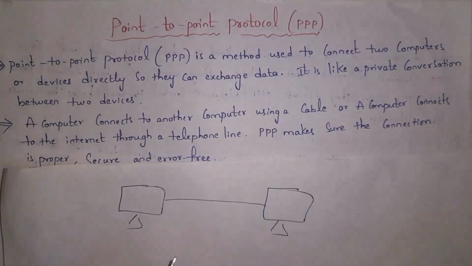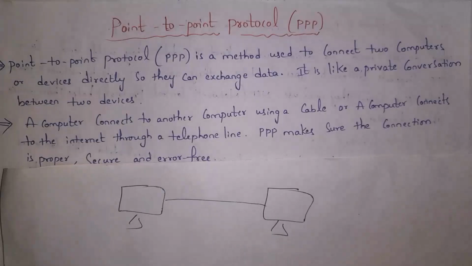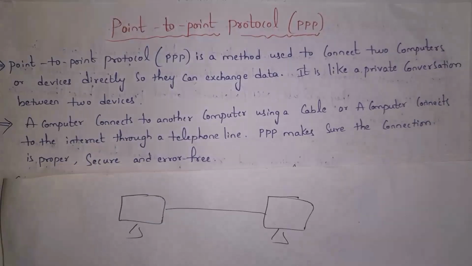By using point-to-point protocol, we can connect only two devices in order to exchange data. For example, I want to send some files to my friend's computer. So I will connect my computer with my friend's computer directly by using a cable, and then I will transfer files to my friend's computer. As only two computers are communicating directly by using cable, this is a private connection because no one else is involved. So by using point-to-point protocol, two devices can communicate with each other properly, securely and error-free. There will not be any errors in data transfer.